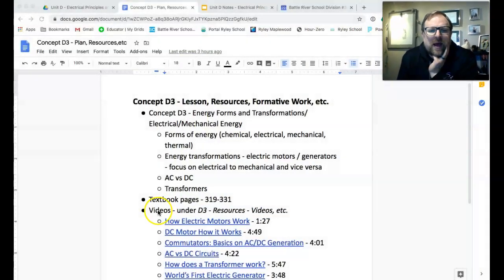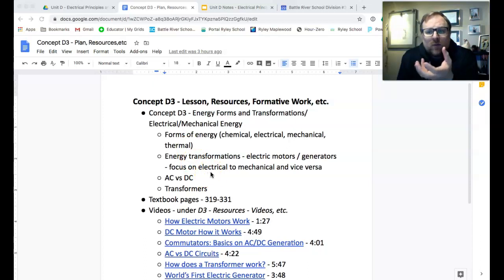What we are going to move into for Concept D3 this week is starting to look at some forms of energy, because really electricity is all about energy, and flowing electrons are a form of energy. We'll talk about transformation of energy, and that means turning one form of energy into another form of energy. Then we're going to talk about electrical and mechanical energy and how we use transformations of electrical to mechanical or mechanical to electrical to our advantage.